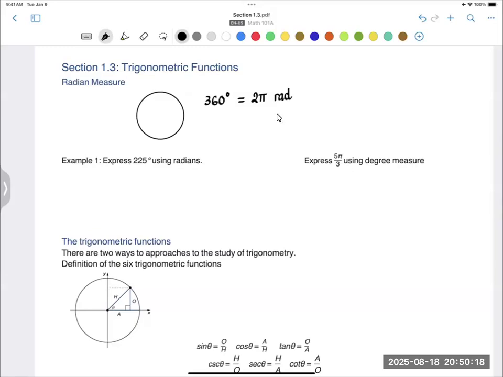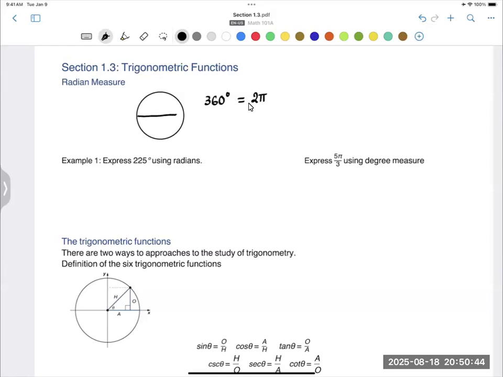Usually when we say 2 pi radian, we don't need to write the word radian. You can just write 2 pi. If you write 2 pi, we know that the measure is radian measure. If you have the little circle on the top right, you know that is the degree measure. So a whole entire circle is 360 degrees, and that is equivalent to 2 pi.